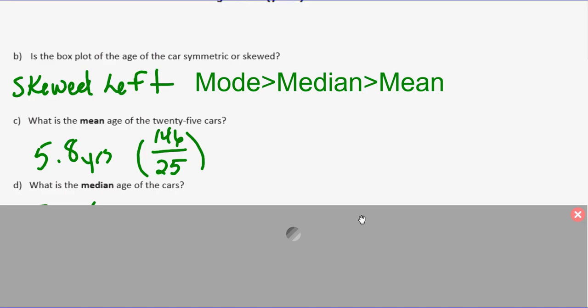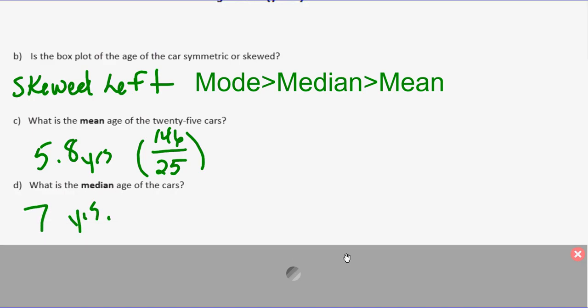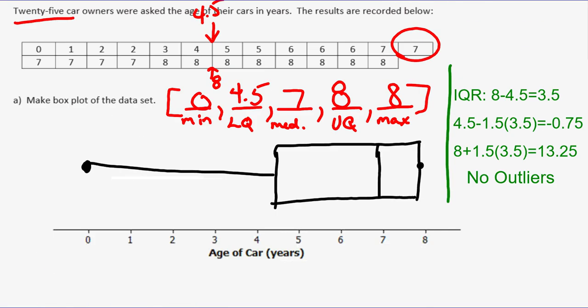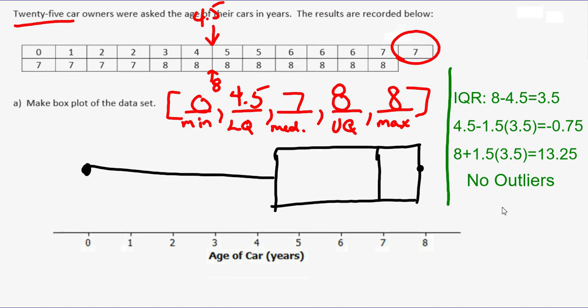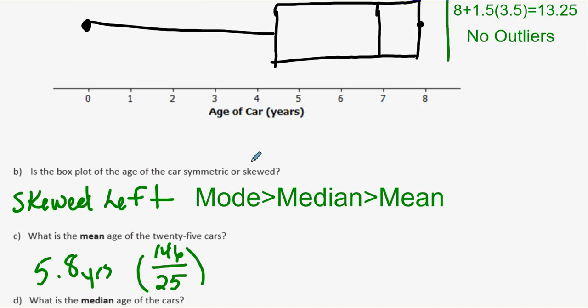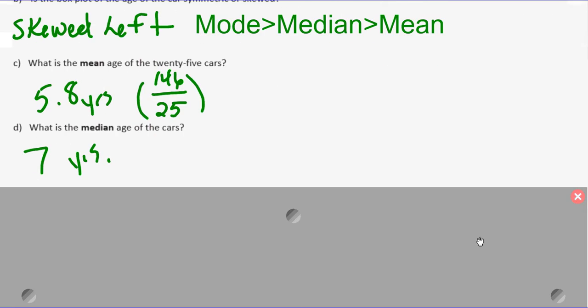The median, we already calculated that to be 7 years. Now, if I'm looking at the mode of my car, the one that happened the most, I can go back up to my data set and I can see that's happening with 8, right? The mode is 8. So the mode is greater than our median, which is also greater than our mean. So it's cementing the fact that it is skewed to the left.